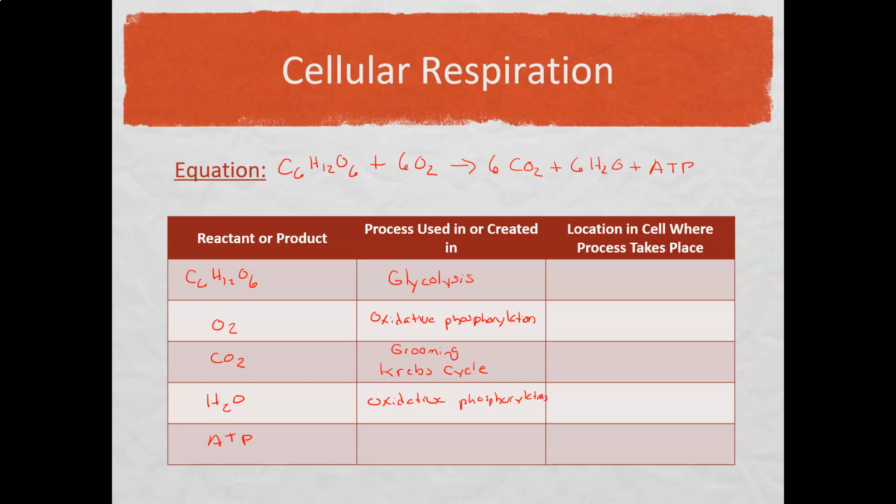And then that ATP actually comes out a little bit in each step. So I make a little in glycolysis. I make some in that Krebs cycle. And then I make the bulk of it in that oxidative phosphorylation.